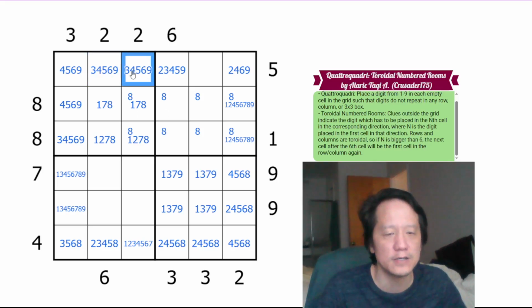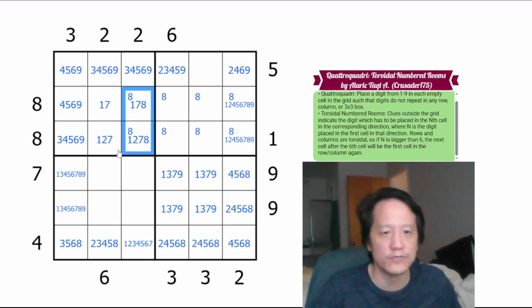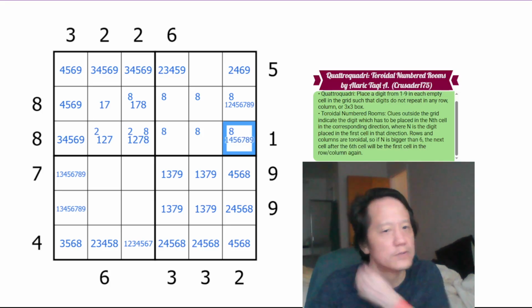It can't be 8 here. Because if it's 8 here, the problem is one of these would not fit. So 8 cannot be here. 8 is one of these. 2 has to be one of these 2. So this cannot be 2.